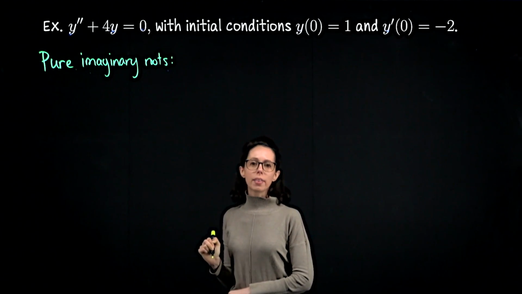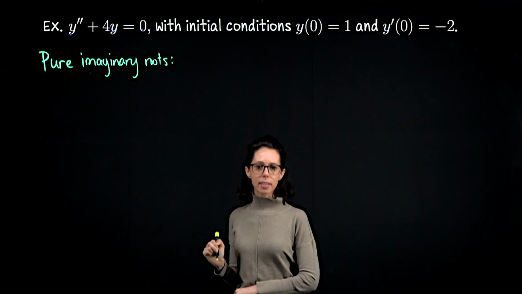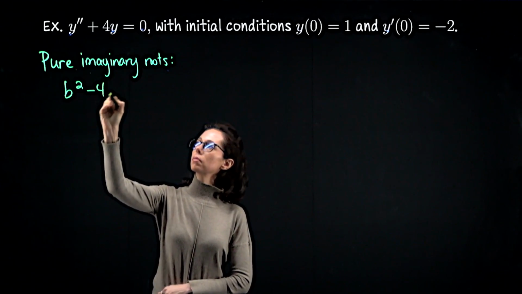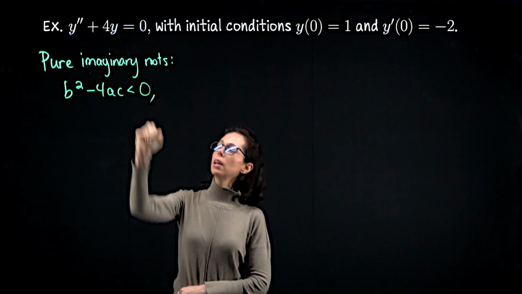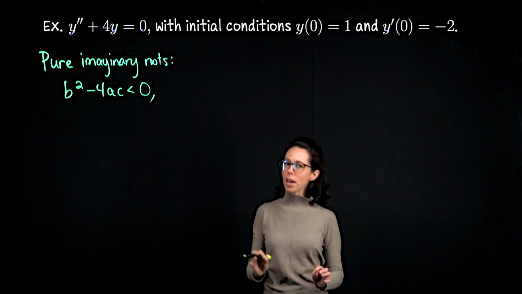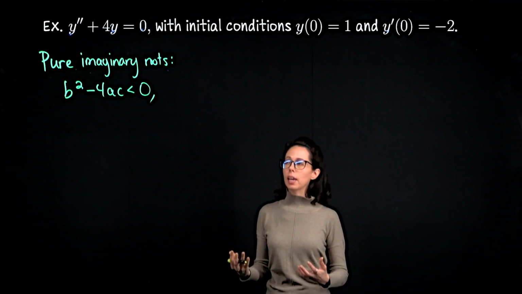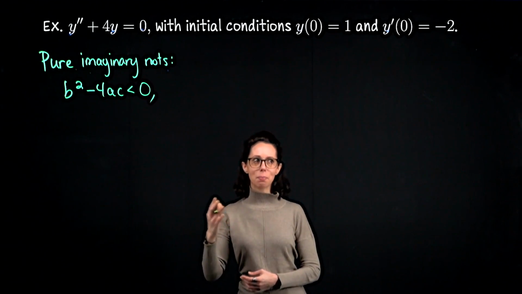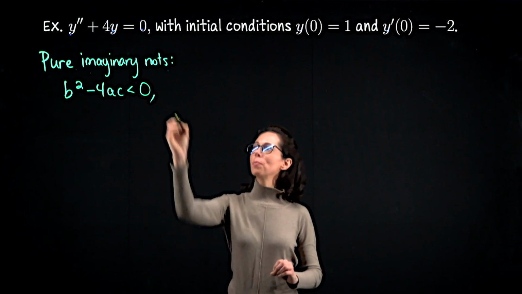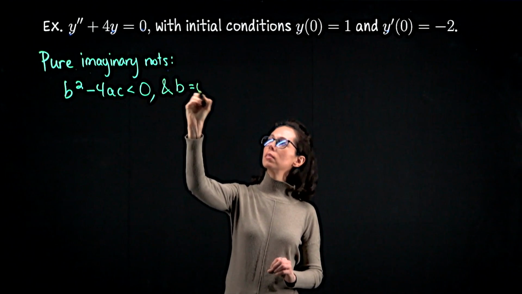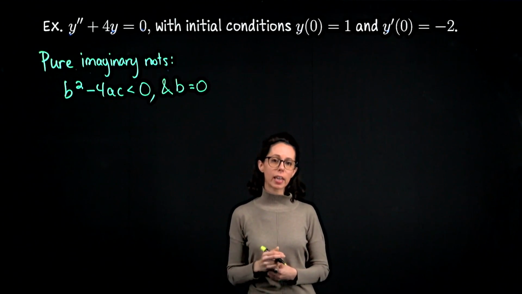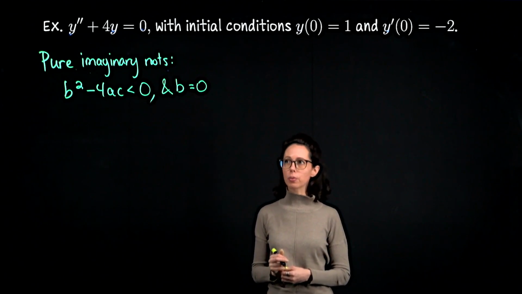We said that we wanted the discriminant b squared minus 4ac to be less than 0. But also, to get pure imaginary roots, the b term that goes with the first order derivative, the plus by prime, the b coefficient is 0. So if you don't see that first order term, that's a clue that you might be looking at a situation where you have pure imaginary roots.